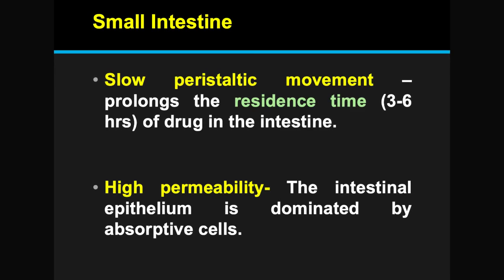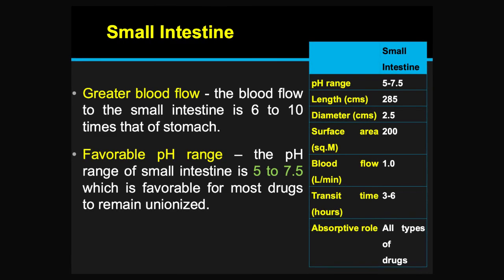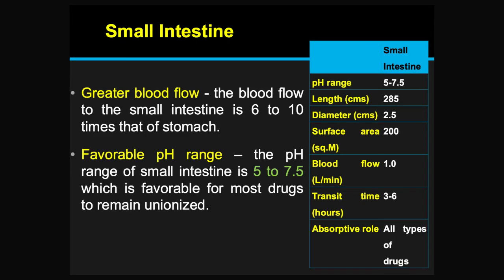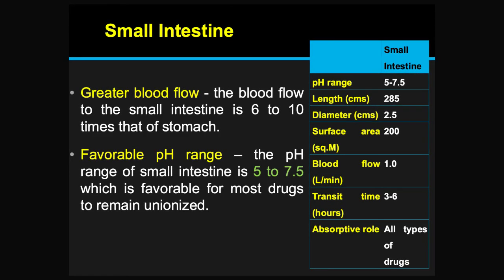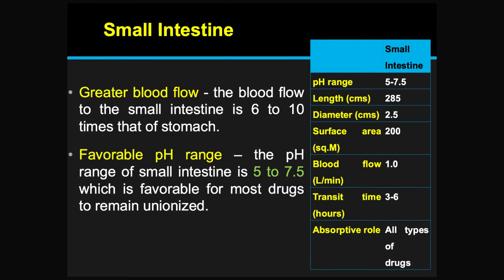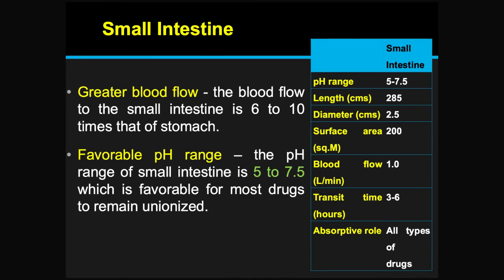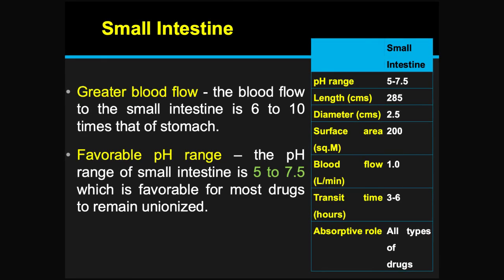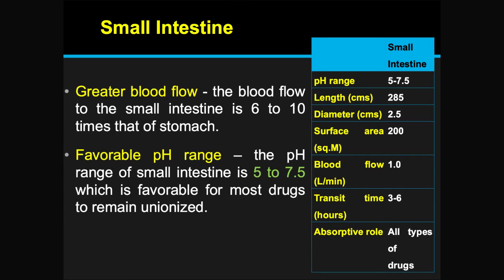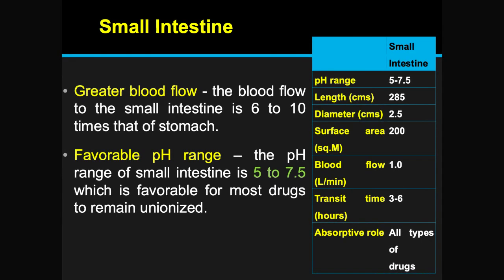for drug delivery? Look at that blood flow rate of 1.0 liter per minute, which represents a massive 6 to 10-fold increase over the gastric supply. This rapid perfusion ensures a steep concentration gradient by whisking absorbed molecules away from the membrane immediately. The pH range of 5 to 7.5 functions as a critical chemical sweet spot, allowing a broad spectrum of both acidic and basic compounds to exist in their lipophilic, unionized state for maximum permeability.